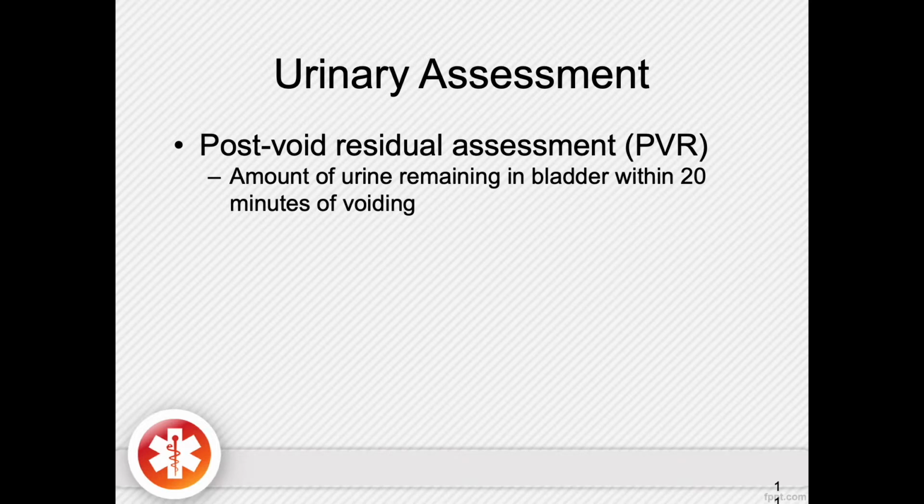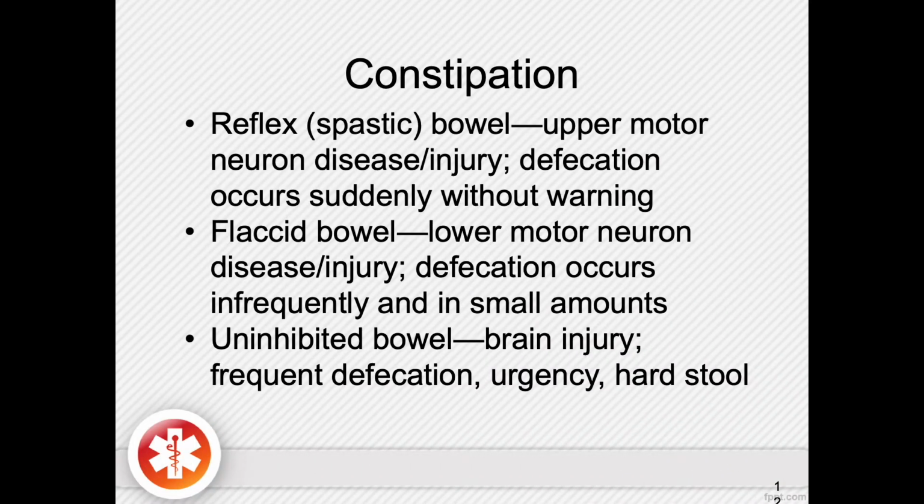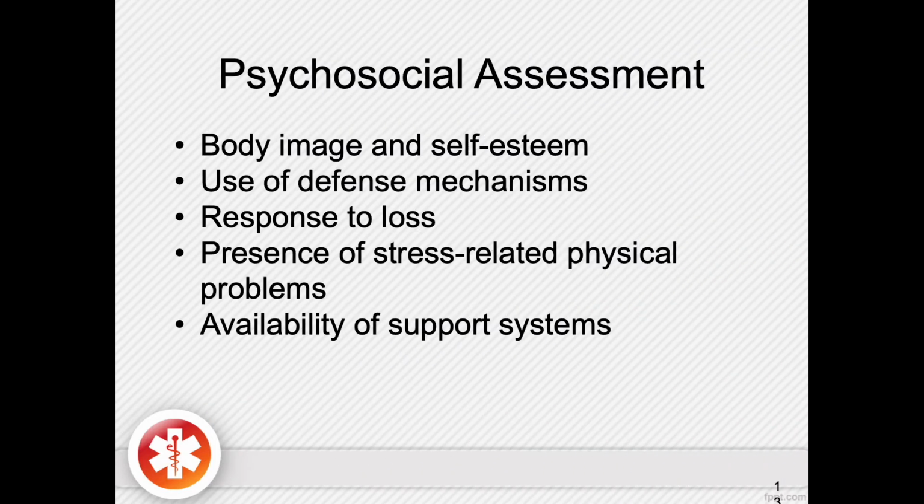As mentioned earlier, a frequent problem with elimination is constipation. This could be because of a reflex, that is a spastic bowel, which is from upper motor neuron disease or injury. Defecation occurs suddenly and without warning. In a flaccid bowel, which occurs because of a lower motor neuron disease or injury, defecation occurs infrequently and in small amounts. And in an uninhibited bowel, and this is because of a brain injury, there is frequent defecation, urgency, and hard stool.